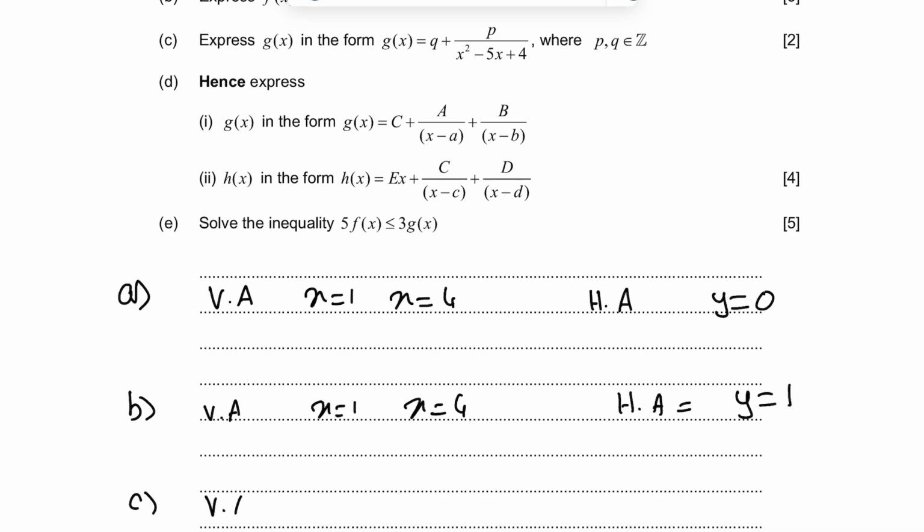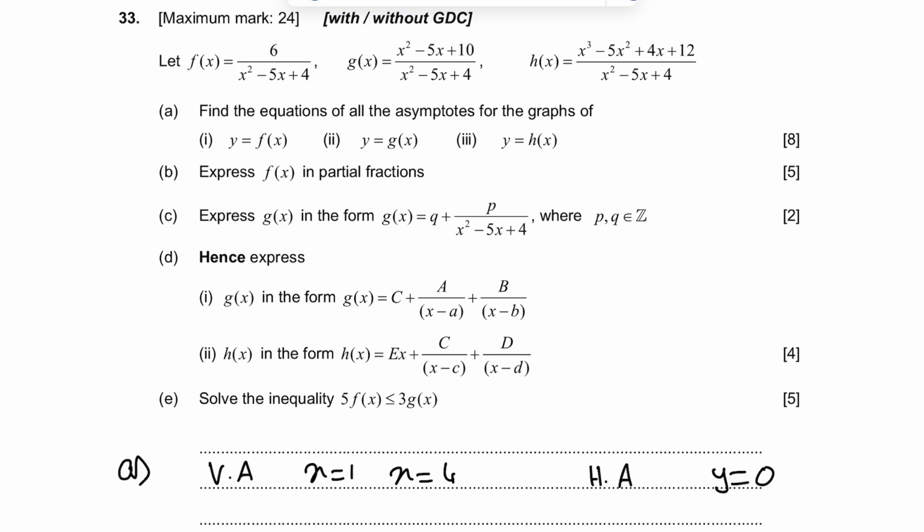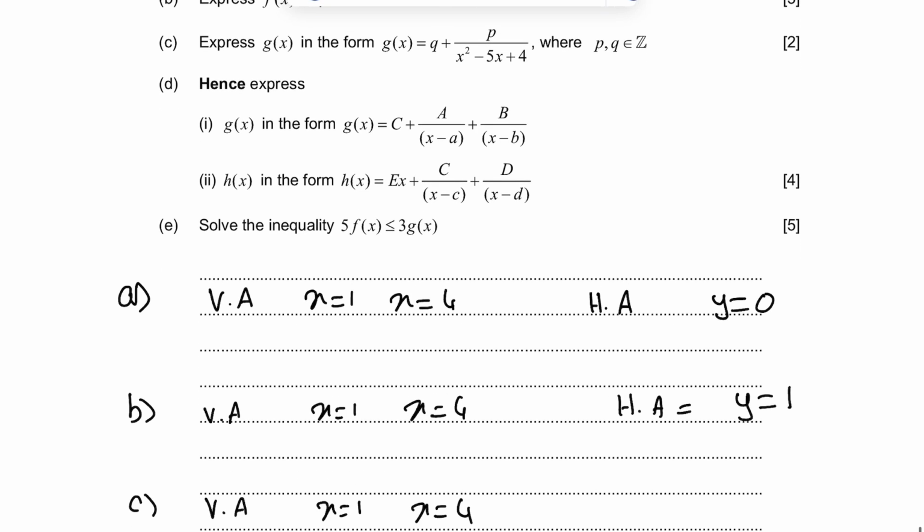Part C: vertical asymptote x equals to 1, x equals to 4. Now numerator is greater than the denominator. Then once I divide it out, I'll get an oblique asymptote. Directly I'm writing it out. Oblique asymptote should be y equals to x.